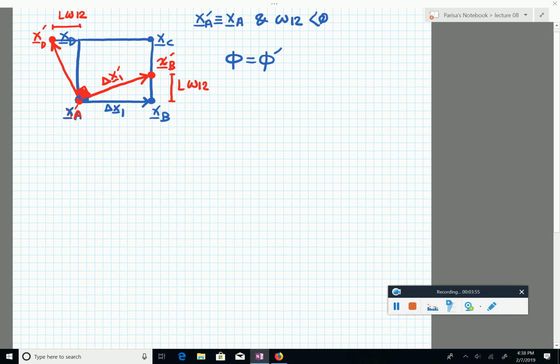Let me write the question first and then I explain. Let A_ij(x_k) be a symmetric tensor field. Can we say that this is a strain field? We know that the strain field is a symmetric second-order tensor field. This is a second-order tensor, I have ij, it's symmetric. Can we say that this is a strain field?